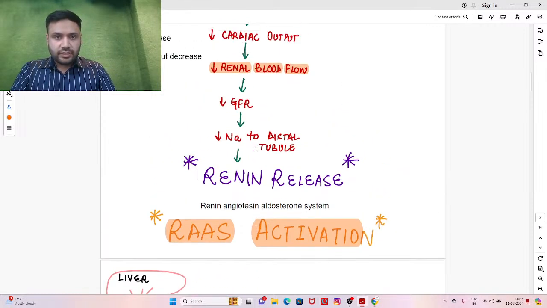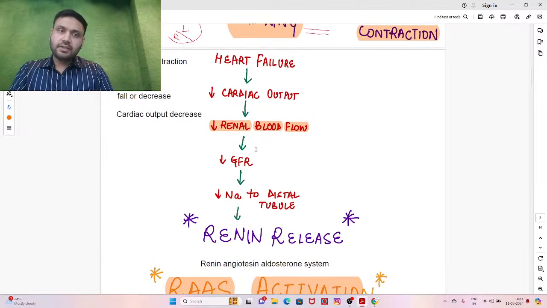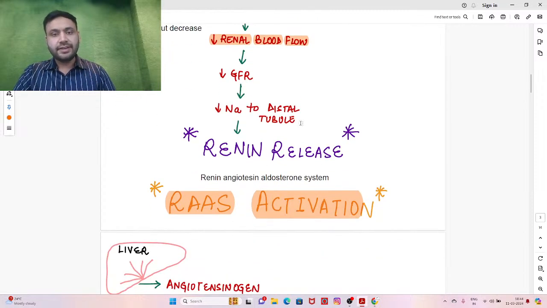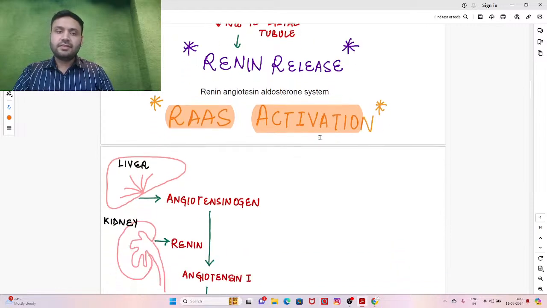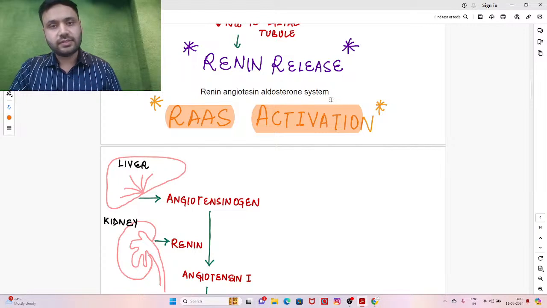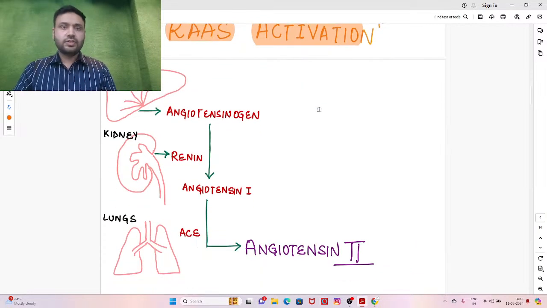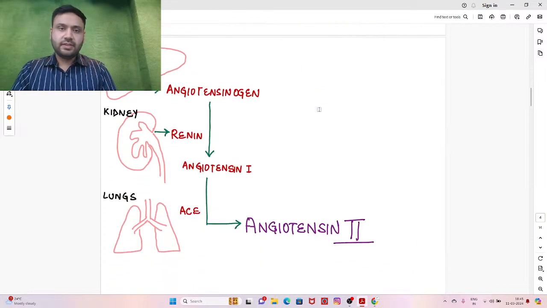So let's recap this. There is impaired contraction, which leads to a rise in end systolic volume. This decreases the ejection fraction, which decreases the cardiac output. Once cardiac output decreases, renal blood flow decreases and there will be release of renin, and this activates the renin-angiotensin-aldosterone system, right? So let's move on to the next slide.